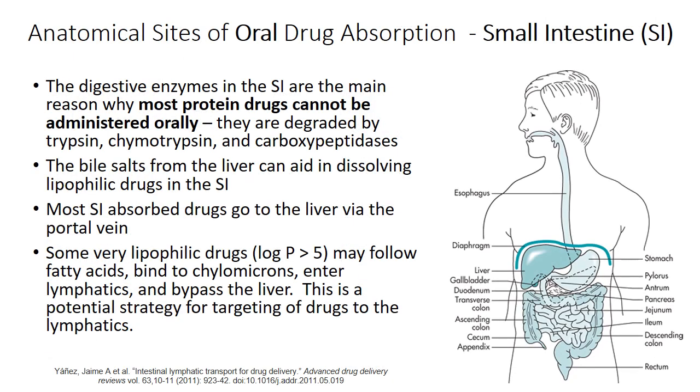You may remember a lot of the digestive enzymes coming from the pancreas and some of the things coming from the liver, and that's the reason why most protein drugs cannot be administered orally. They're degraded by trypsin, chymotrypsin, carboxypeptidases. So if we didn't have those enzymes and we administered a protein drug, the drug would probably not be destroyed. Now, it might be too large to be absorbed regardless.